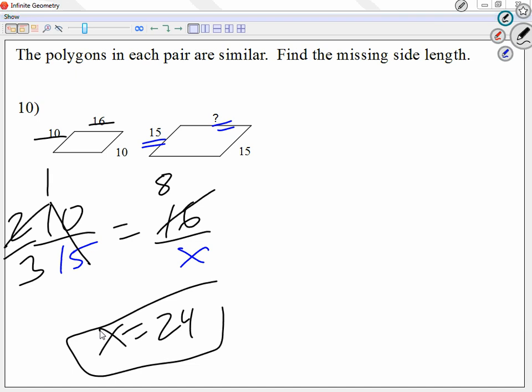Like I said, you can cross multiply whenever, but you can simplify first if you wish. All right. Any other questions up until 16? 15?